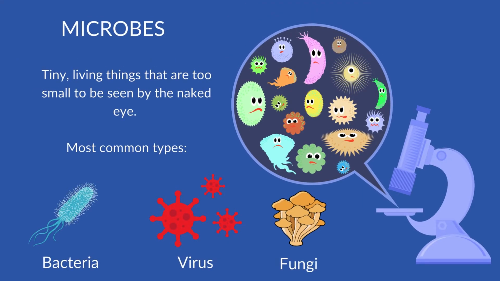Microbes are what we call tiny living things that can't be seen by the naked eye. Scientists use microscopes to get a better look at them. The most common types of microbes are called bacteria, virus, and fungi.